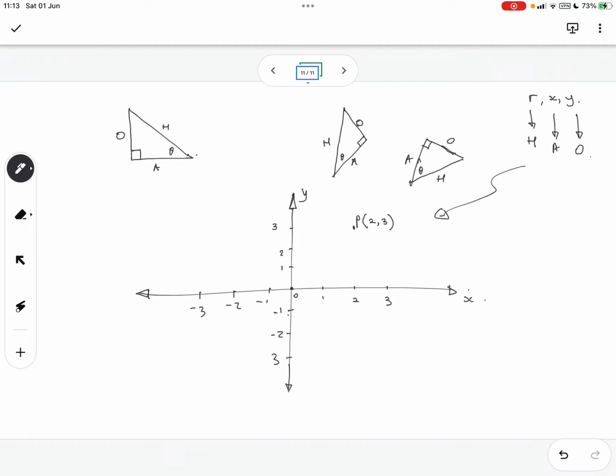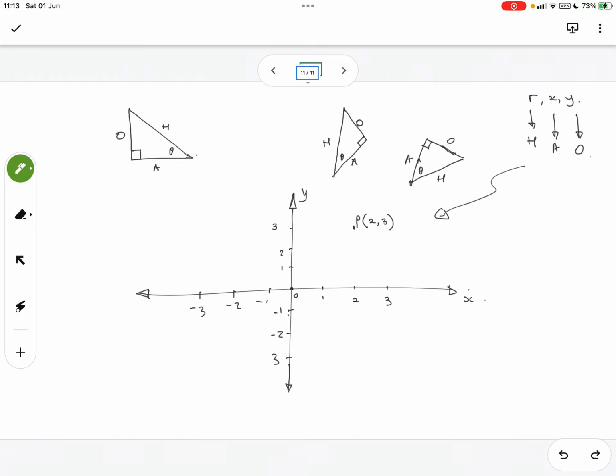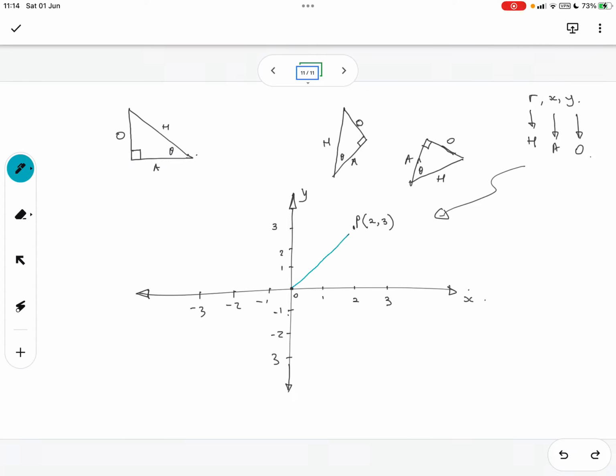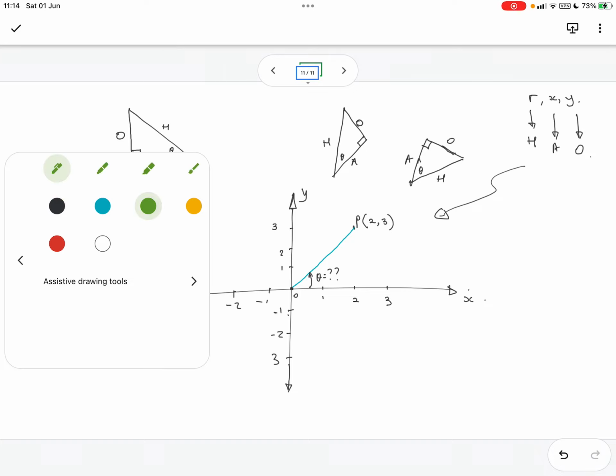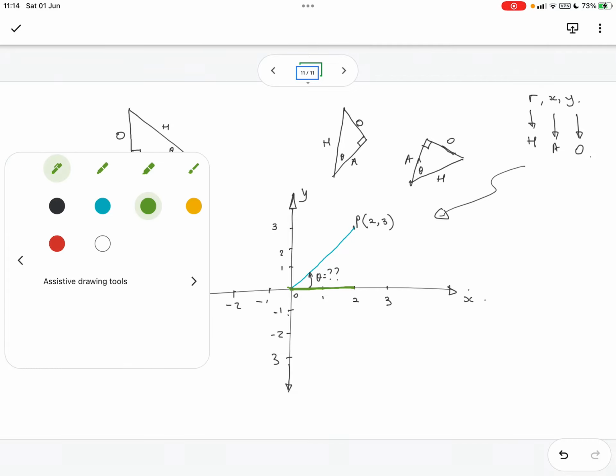So point P, x is 2, y is 3. So what happens when we do that is we introduce sides whose lengths we know, and because we don't know the angle of inclination, so let me use blue for the hypotenuse. Because we don't know this angle of inclination, we can estimate it. And we can estimate it using the values that we know for x, which corresponds to the horizontal distance, the x distance.